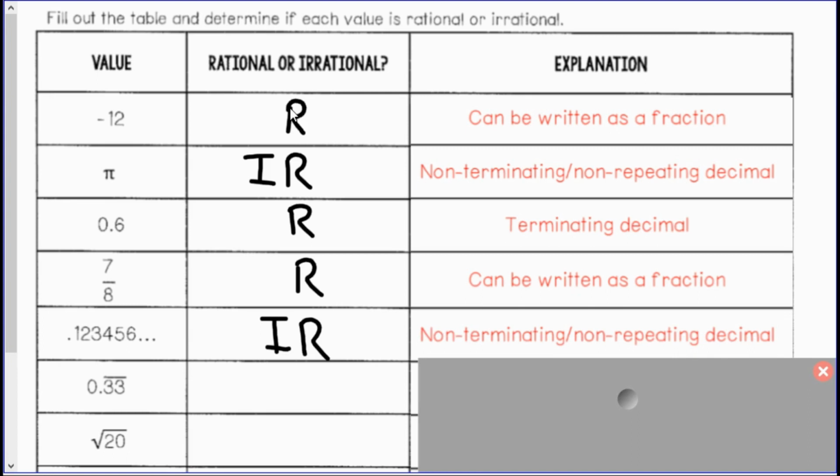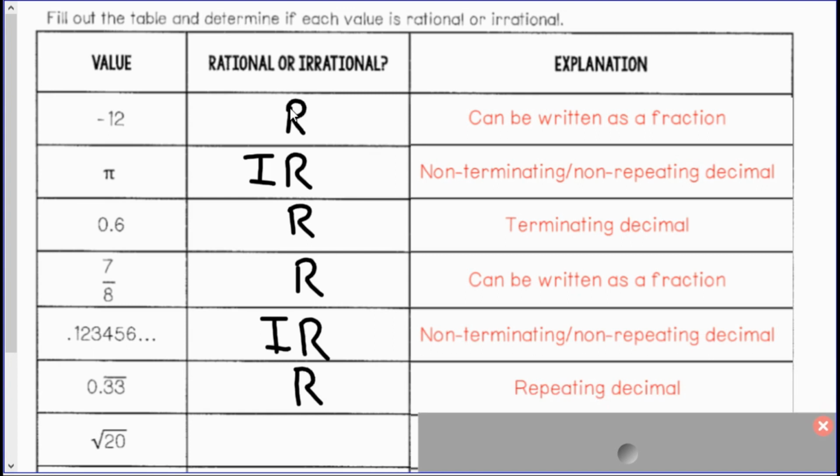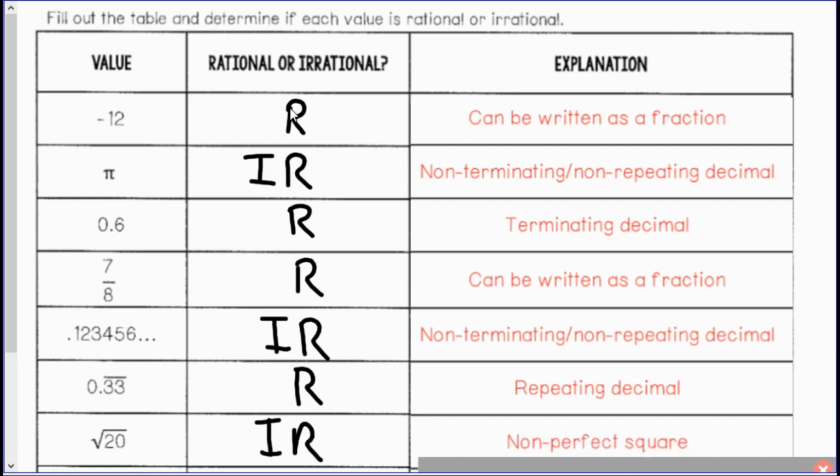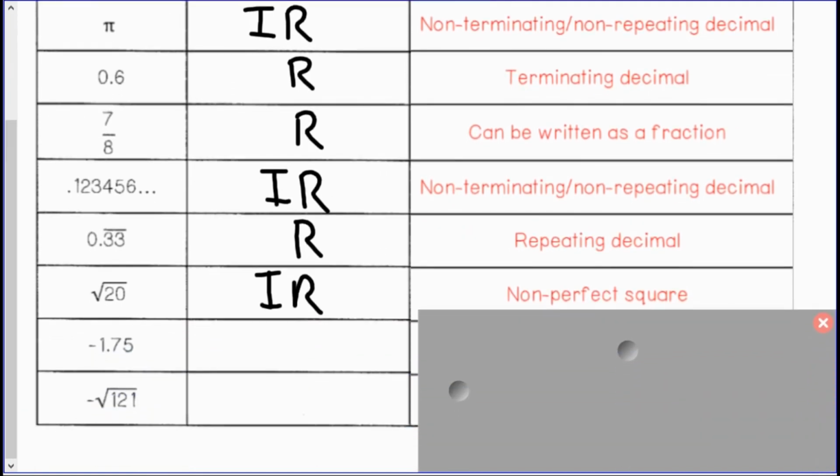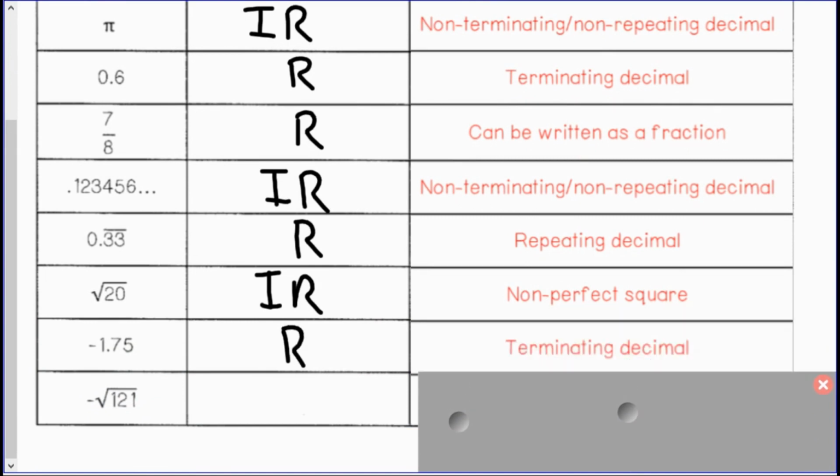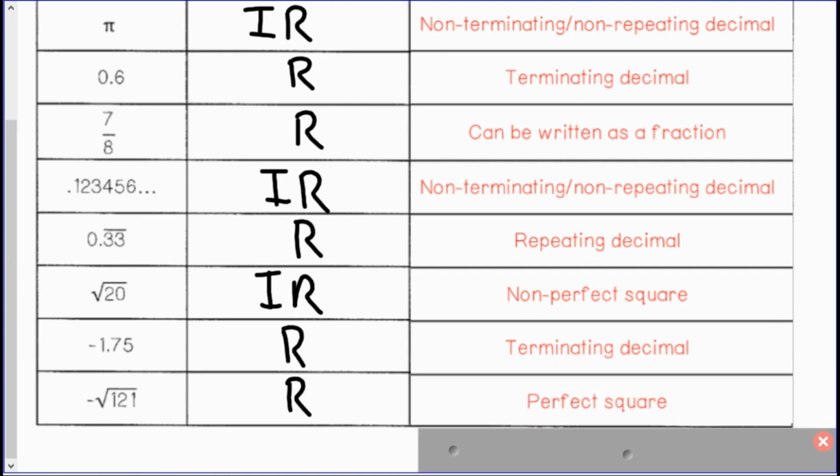0.33 repeating is a rational number because it's a repeating decimal. The square root of 20 is irrational. It's a non-perfect square. -1.75 is rational. It's a terminating decimal. And the square root of 121 is also rational because it's a perfect square.